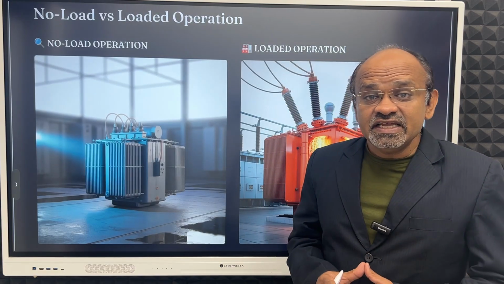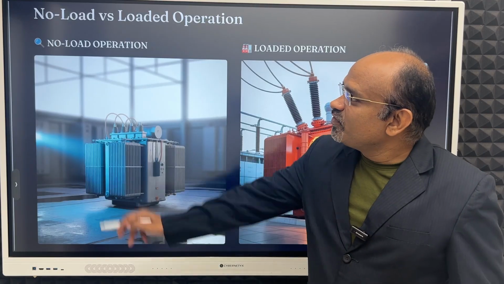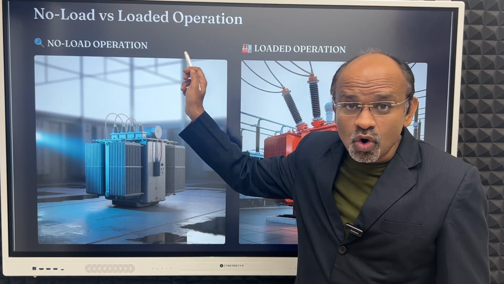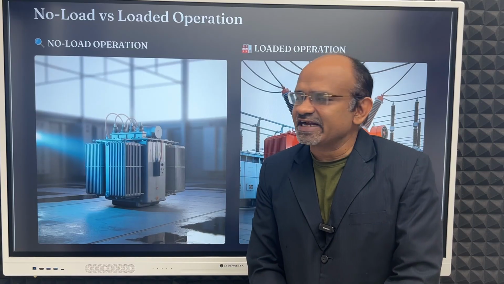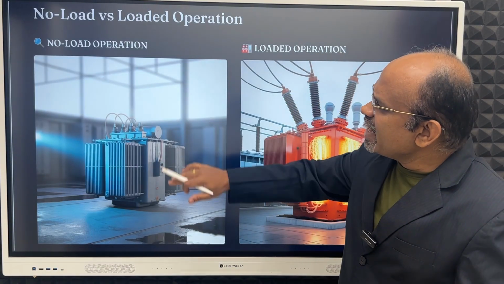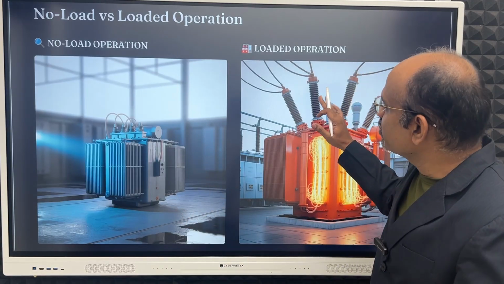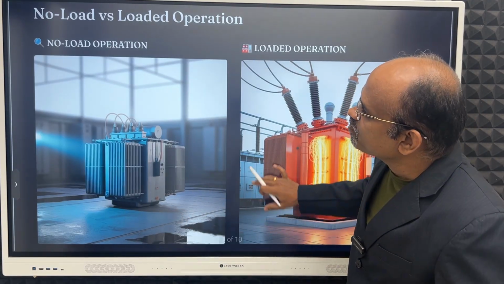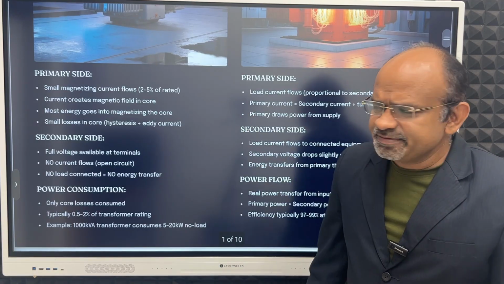Today we will see what happens inside the transformer when it is at load or whenever it is at no load. What happens exactly? Now, no load is the left side and loaded is the right side. So when on no load, what happens to the primary side?